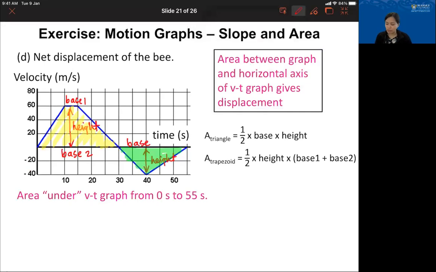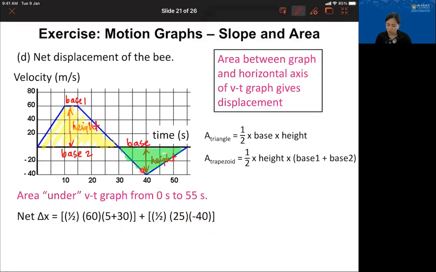Okay, so we know that for a triangle, the area is 1/2 times base times height. For a trapezoid, 1/2 times height times base 1 plus base 2, right? So that for the trapezoid, 1/2 times the height is 60, right? Times base 1 is 5, because one grid is 5 seconds, plus you have 5, 10, 15, 20, 25, 30 for the base 2. And then for the triangle, 1/2 base is 25, 5, 10, 15, 20, 25, times the height 40.